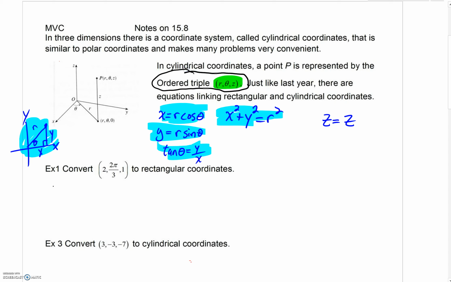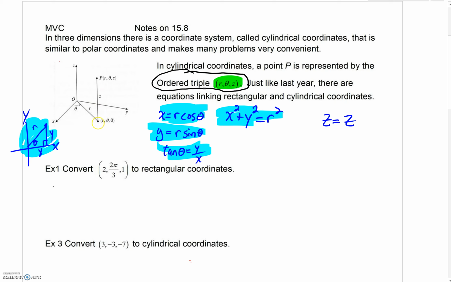It's not an x, y, z. Rather, it's an r, theta, and z. And just like last year in BC Calc, there are equations relating the rectangular and the polar, so you can naturally link that to rectangular and cylindrical. The polar is going to come right back. It's exactly what we saw last year.